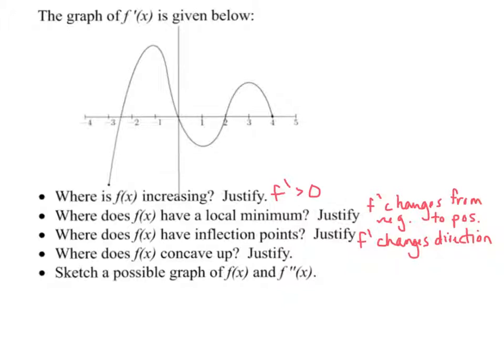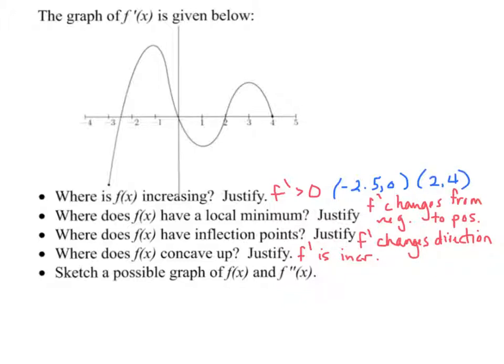Where is the function concave up? Well, a function is concave up when it opens up, or its second derivative is positive, or its first derivative is increasing. And then we'll sketch the graph at the end. So let's go back. A function's increasing when its derivative is positive. That looks to me to be from about negative 2.5 to 0, and from 2 to 4.